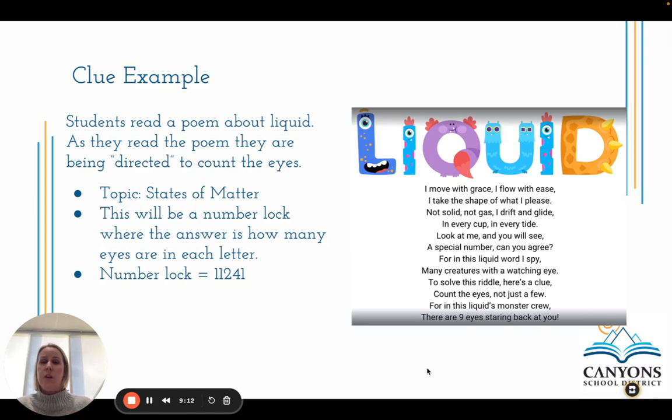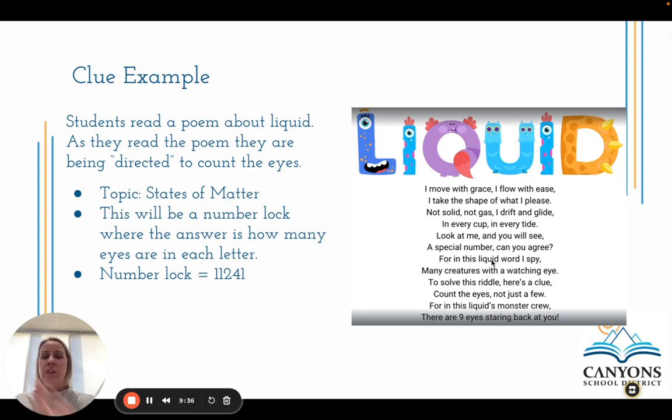My second clue, this is where I wanted students to read a poem about liquid. So it's a way for me to have them read something and learn a little bit more about liquid. And as they read the poem, they're being directed to count the eyes. So ultimately, this is going to be a number lock where if you count, so there's 1, 2 eyes, 4 eyes, 1 eye. So that would be the answer.